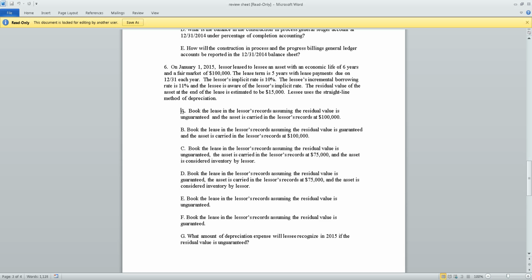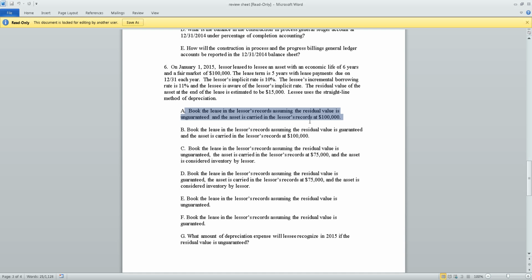Okay, so part A of the problem asks us to book the lease in the lessor's records, assuming that the residual value is unguaranteed and the asset is carried in the lessor's records at $100,000. Okay, first we need to determine whether this is an operating lease or capital lease. It's going to be a capital lease because the lease term is 5 years, economic life is 6 years, 5/6 is more than 75%, so the lease term spans more than 75% of the economic life of the asset, so we've got a capital lease.